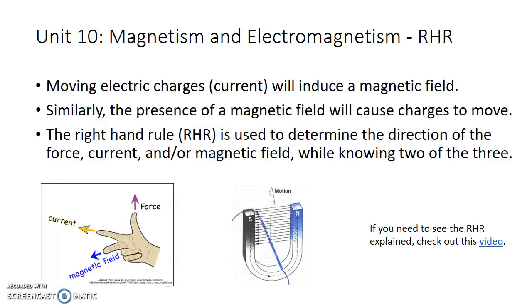Moving electrical charges or current will induce a magnetic field. Similarly, the presence of a magnetic field will cause charges to move. So the right-hand rule, or the RHR, is used to determine the direction of force, current, and or magnetic field while knowing 2 of the 3. So if you need to see the right-hand rule explained, make sure to check out the video on the right, especially if you don't know what that is.